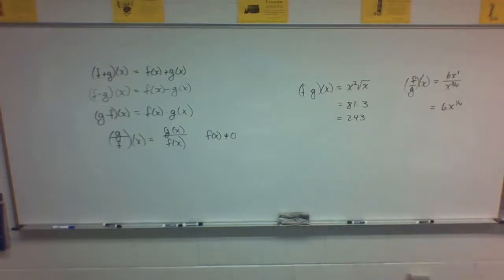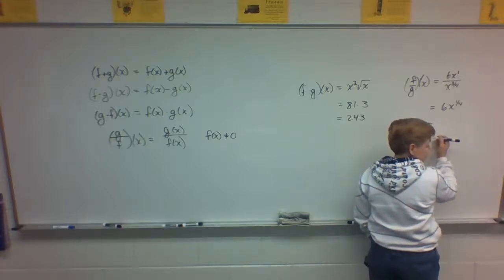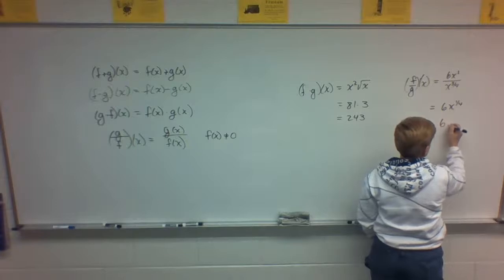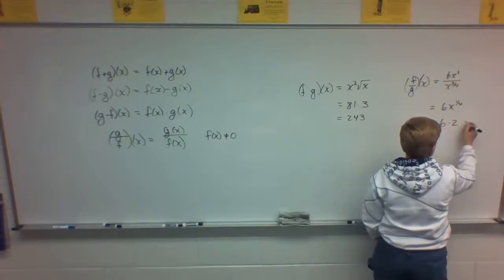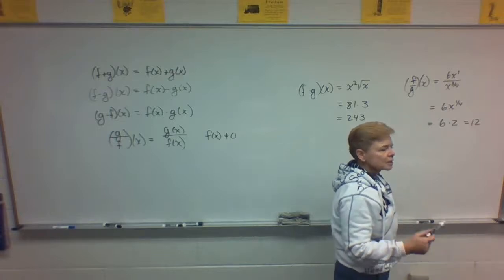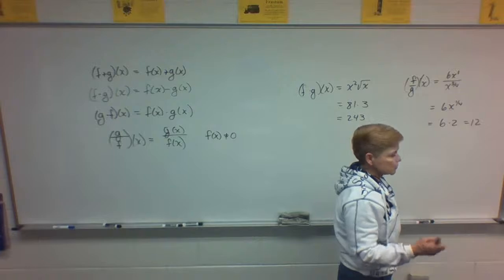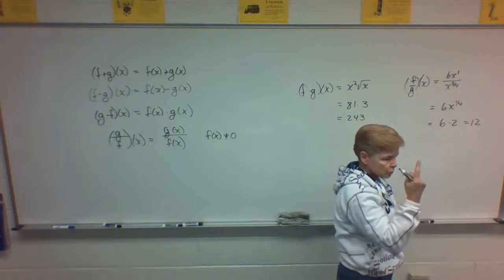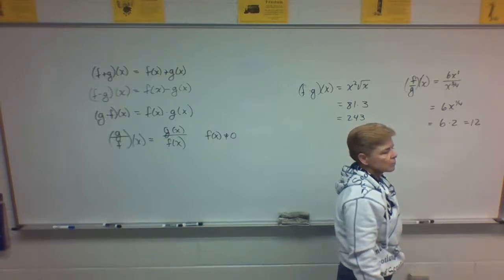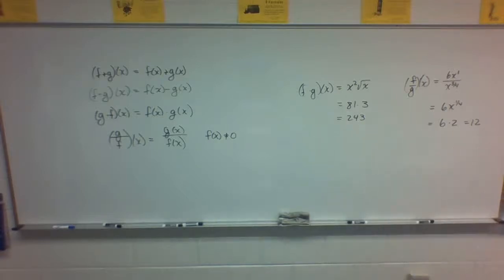And then we are to evaluate it when x is 16. And that would be, I'm going to do a little mental math there, 6 times 2, if x is 16. Because it's the 4th root of 16. That's what x to the 1/4 is. 16 to the 1/4 is 2 times 2 times 2 times 2, so it's one of those 2's. Everybody good? Okay, we're done with the operations.